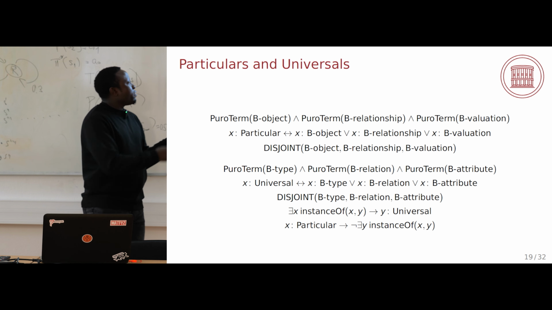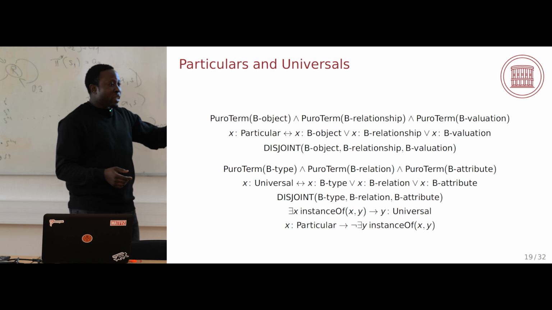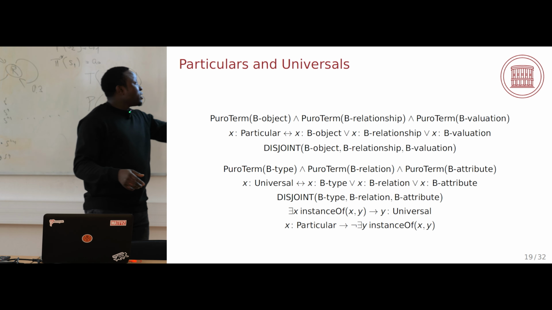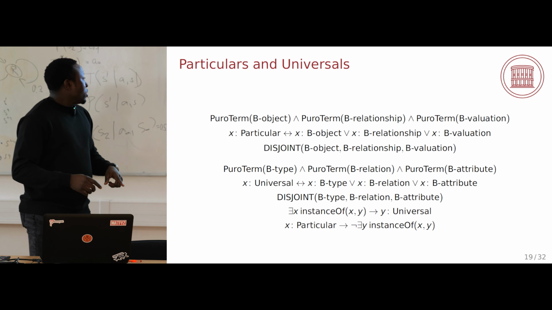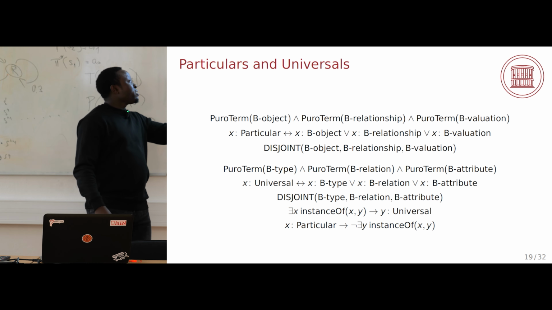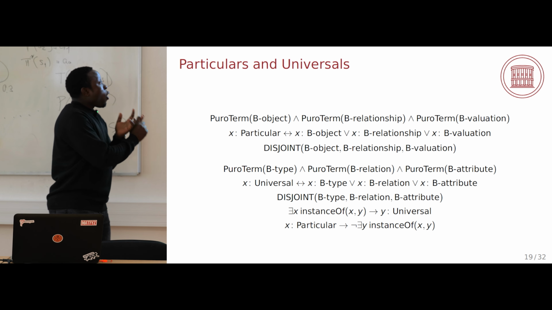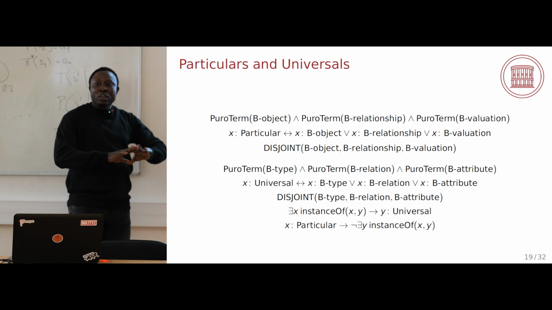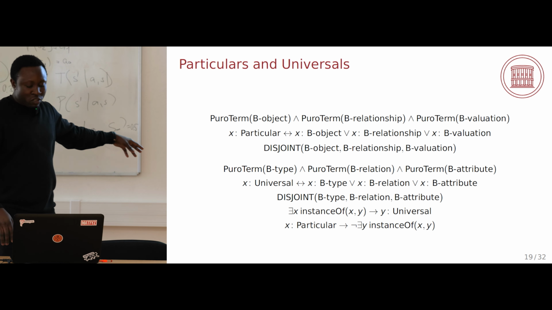And if we have that there exists an X, and X is an instance of Y, it means that Y must be associated with a universal. So it means that Y can either be a B type, a B relation, or a B attribute. And particulars have no instances. It is captured with the last axiom there, that if X is associated with a particular, that means it's either a B object, a B relationship, or a B valuation, it means that there is no Y such that Y is an instance of X. So particulars are strictly not instantiated in this case, which is captured in the last axiom. Okay.